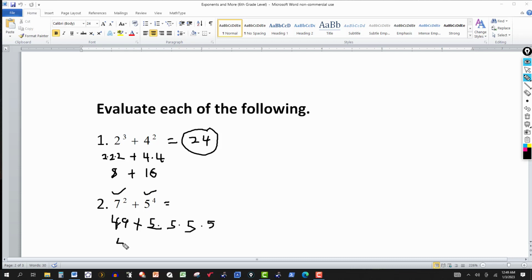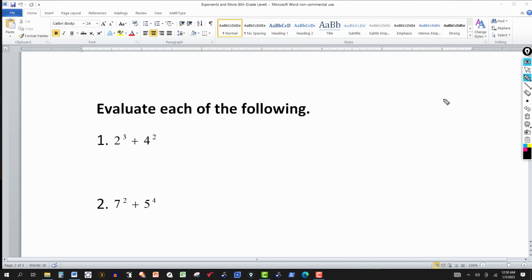So this is going to give me 49 plus, then 5 times 5 is 25, and then I have 5 times 5 again, that's 25. It's all multiplication, so then it's 25 times 25. Multiply those out, that's 625. And then just add in 625, 674.